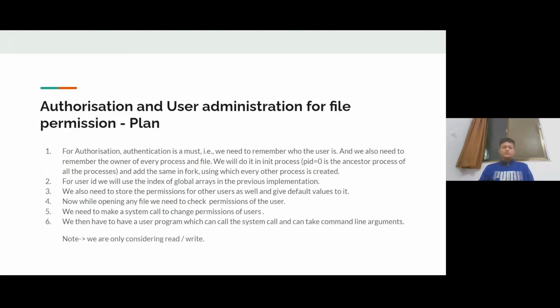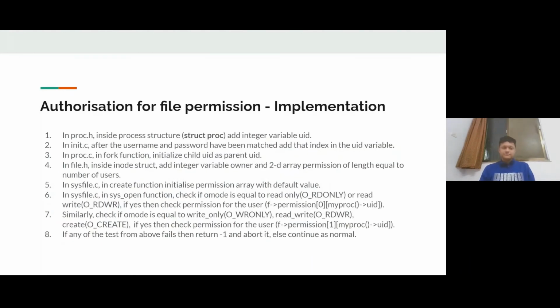We also need to store permissions for users other than the owners and give default values to them. Now, while opening any file, we need to check the permission of the user and act accordingly. We need to make a system call to change permissions of users, and then we need to create a user program which can call the system call and can take command line arguments. Note, we are only considering read-write functionality here. We are not considering execution.